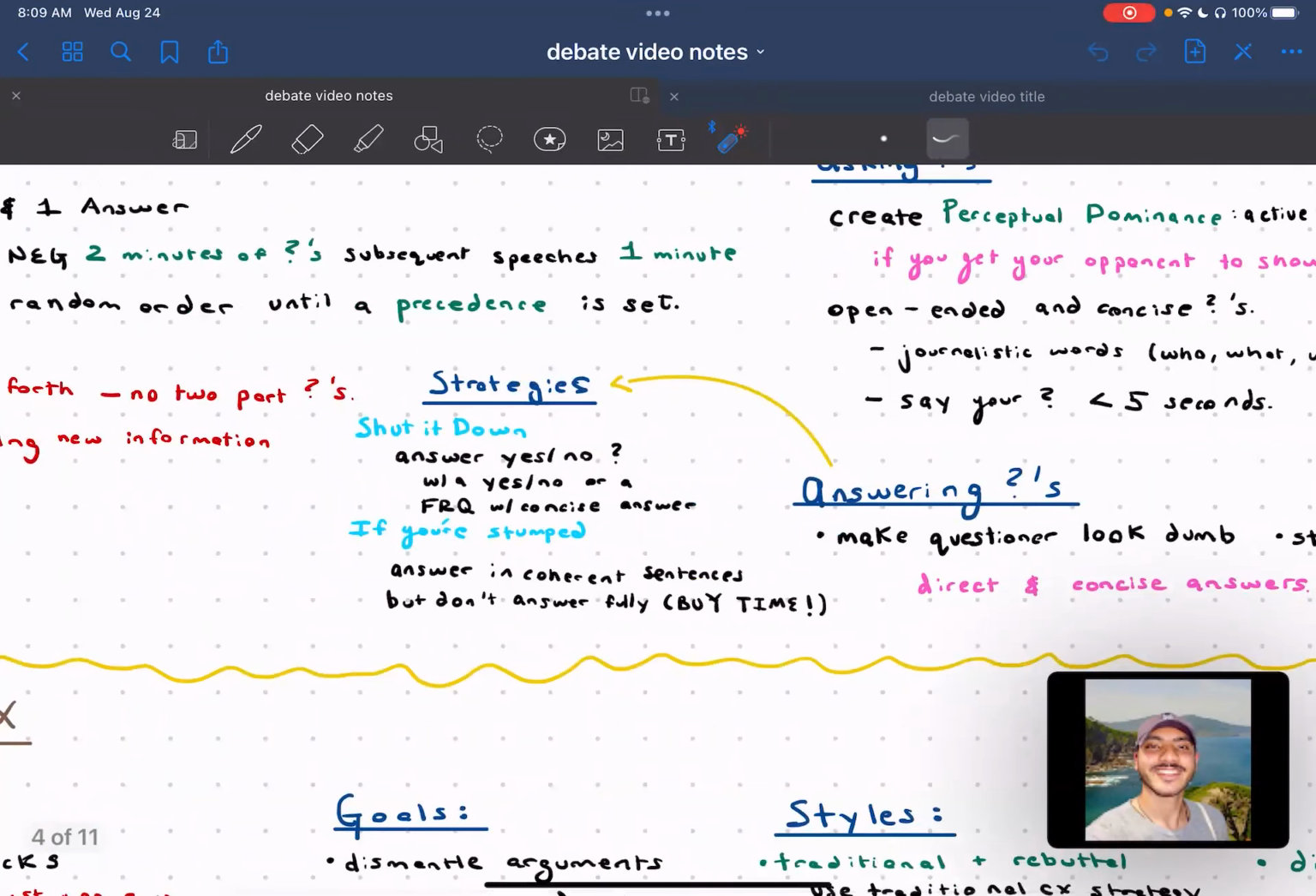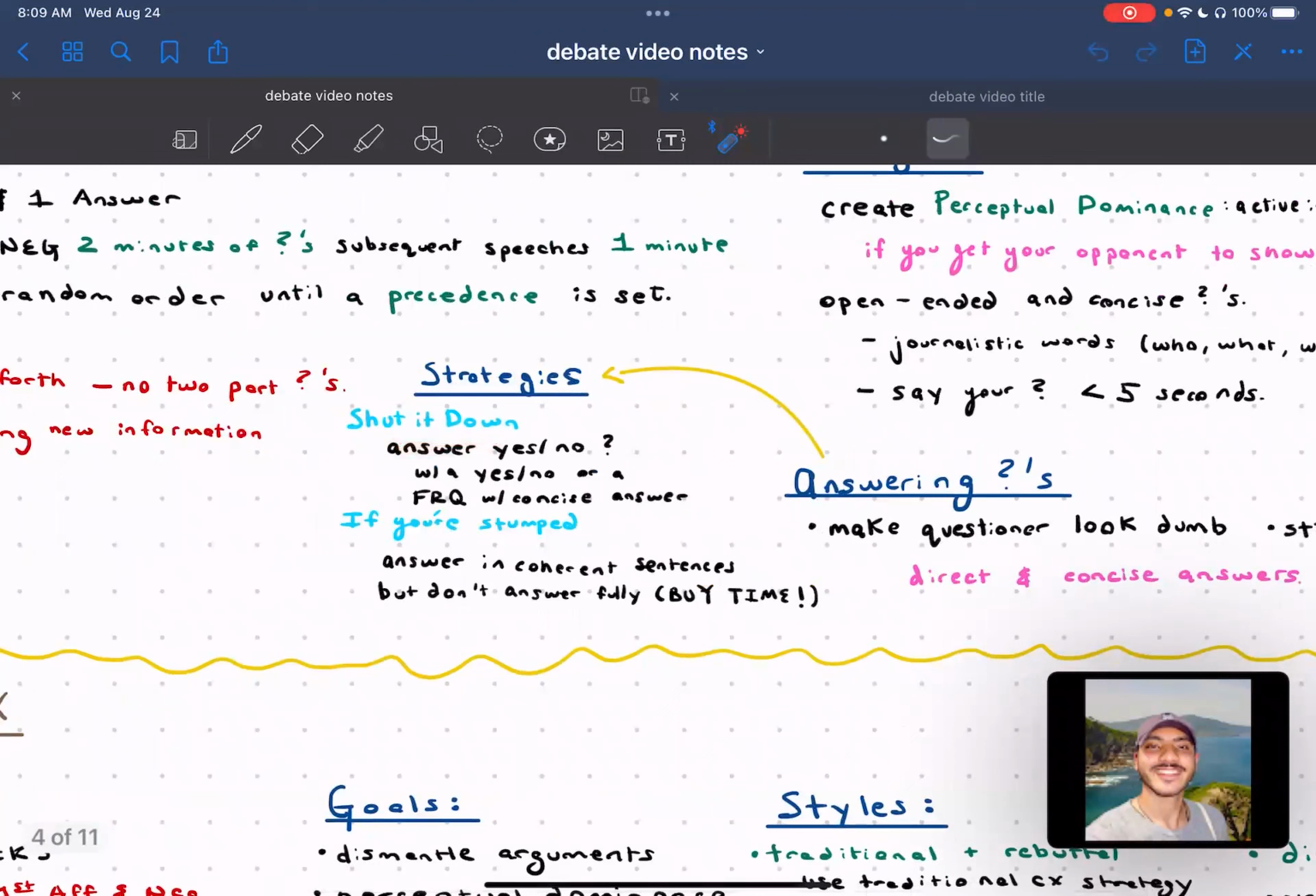There's two strategies here. The first one is shut it down, especially if it's a yes or no question. You just answer with a yes or no, nothing too complex about it. If it's a free response question, then again, just respond really concisely so you can move on to the next questioner as quickly as possible.